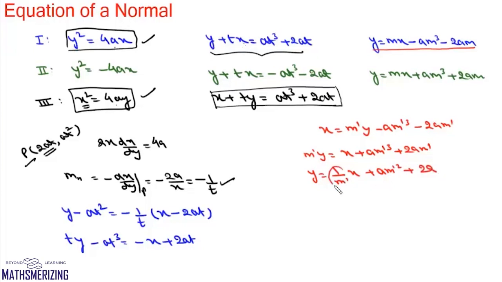Now 1 upon m' is the slope of this normal. So let the slope of this normal be m. So we can write this equation as y equals mx plus a upon m² plus 2a. So in terms of slope, its equation will be y equals mx plus a upon m² plus 2a.